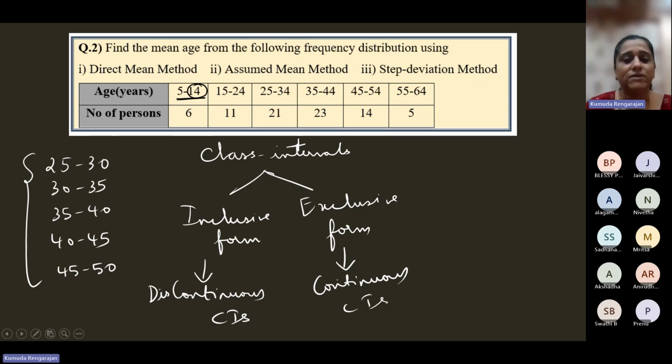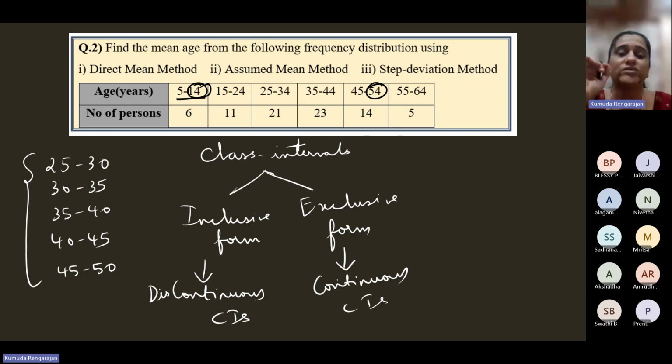So if you have to put tally marks, and you have this number 14, where will you put it? Against the class interval 5 to 14. Supposing you have 54, it is included in the same class interval 45 to 54. If the upper limit of a class interval is included in the same class interval, it is inclusive form. Such class intervals are not continuous.